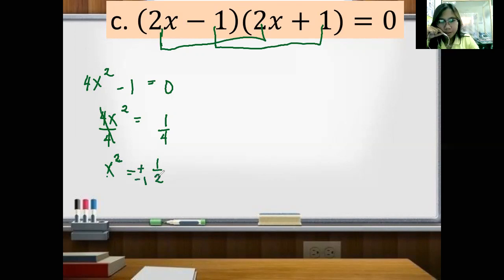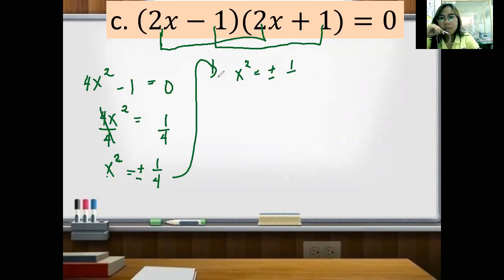Bakit 1/2 sinulat ko? I'm so sorry. Okay, sulat ko natin ulit. Positive and negative 1/4. Okay, now let's extract this equation. Okay, so we have x squared is equal to positive and negative 1/4. So let's extract this by putting radical sign.